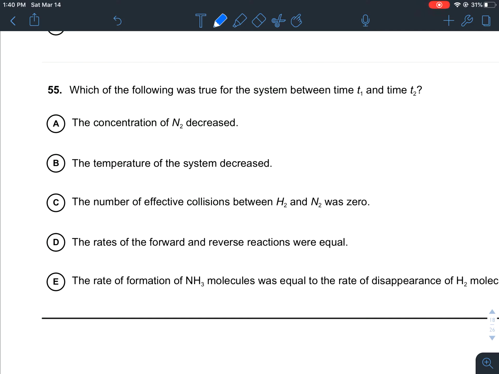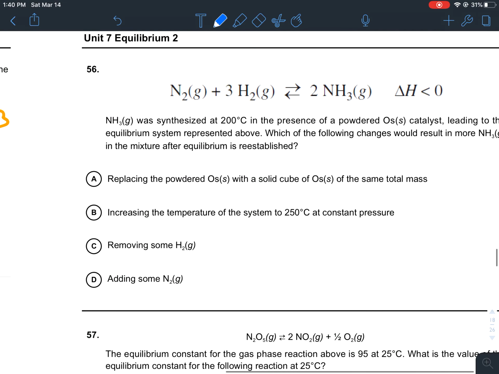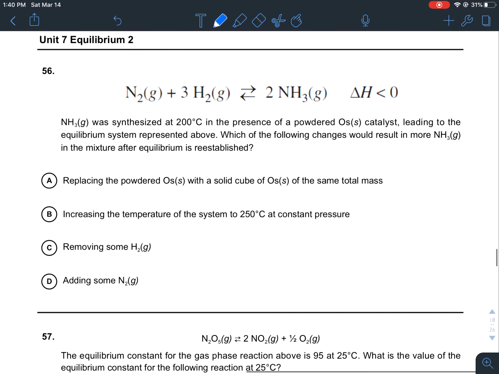The temperature of the system decreased? That better not be true. The number of effective collisions between H2 and N2 was 0? No. They're still reacting. They're just reacting at the same rate. D, the rates of the forward and the reverse reactions were equal. That is exactly what we call equilibrium. That is correct. The answer is D.